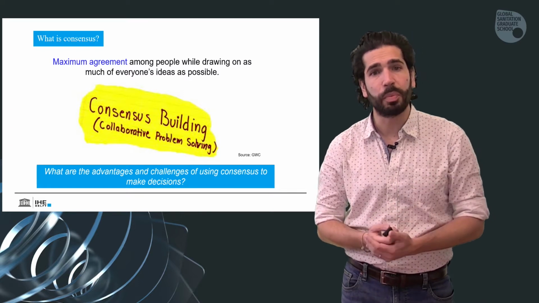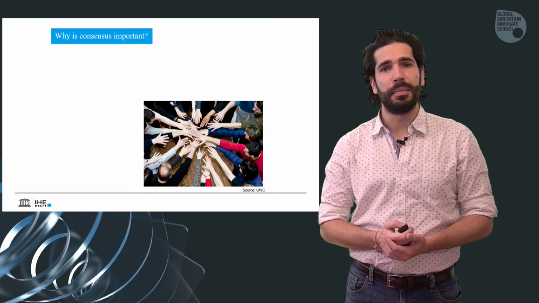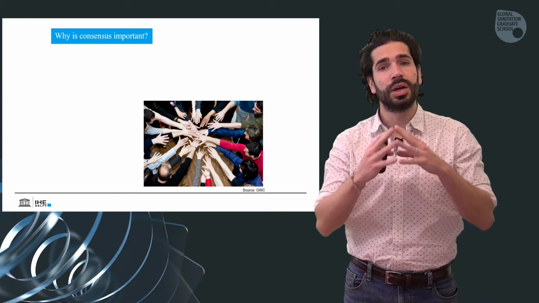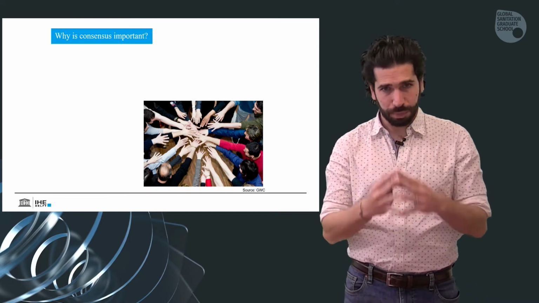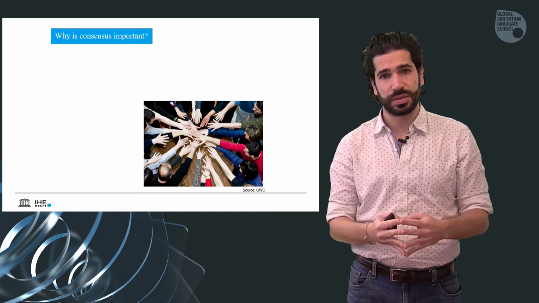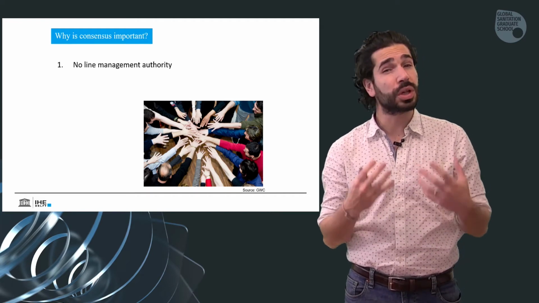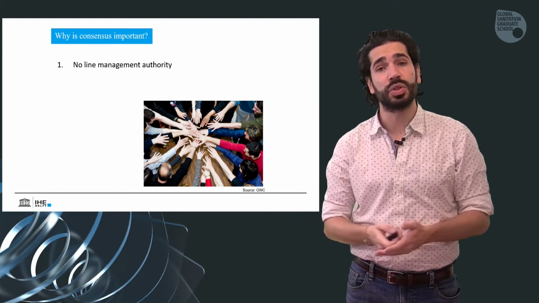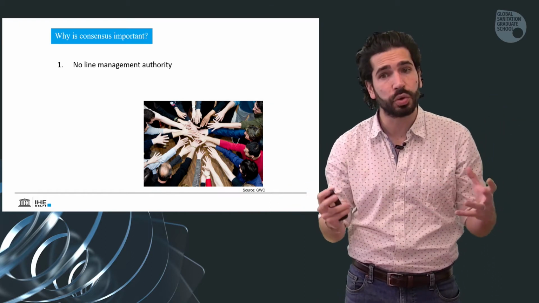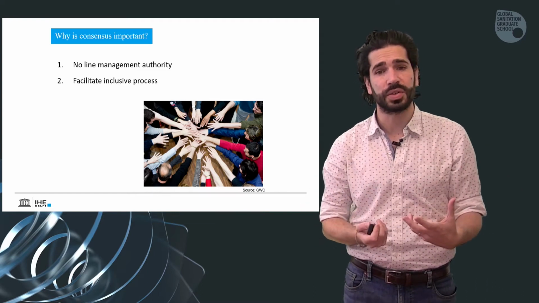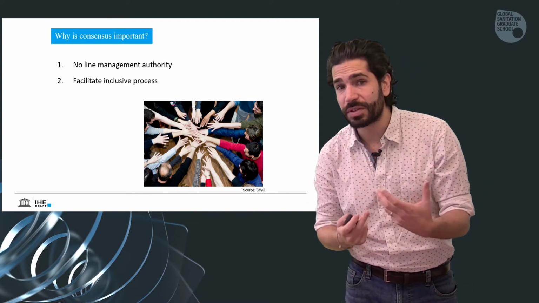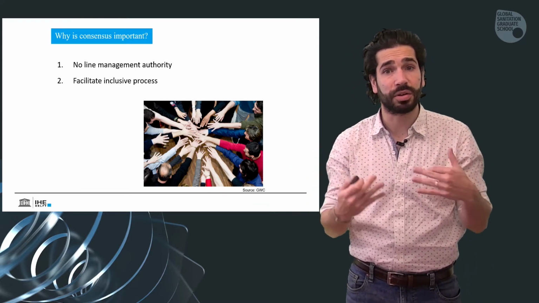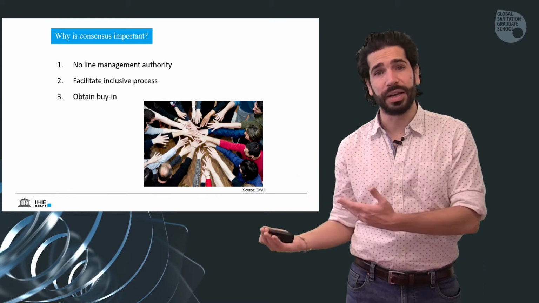So, depending on what you came up with, let's see if it's added into what we're going to consider here of why it is important, right? Why is consensus important? Or when should you use consensus? One, if there's no clear line management authority, so there's no direct head of command that will be telling you which way to do things, then consensus is important because the whole team needs to get involved in this decision-making process. It's important also because it facilitates, as I've mentioned, inclusive processes, so it gets everyone involved and makes everyone feel part of it, which leads to buy-in.